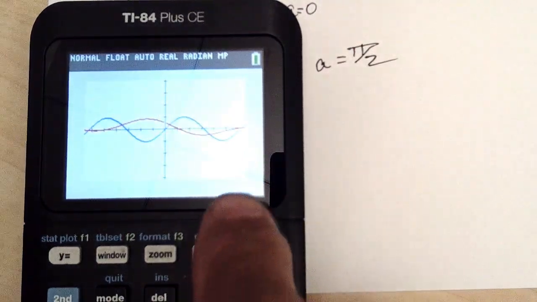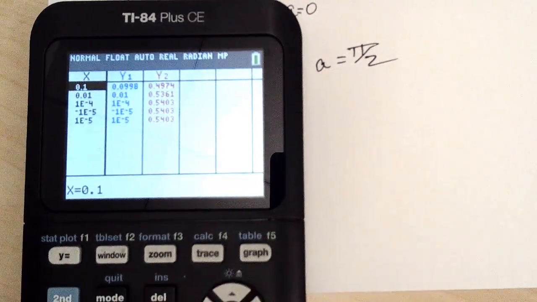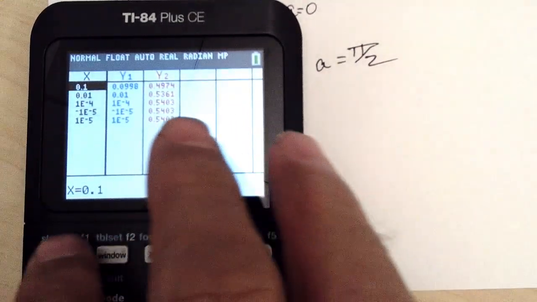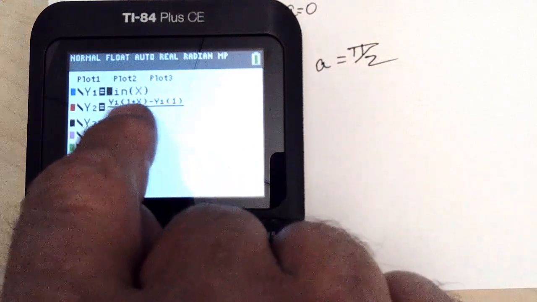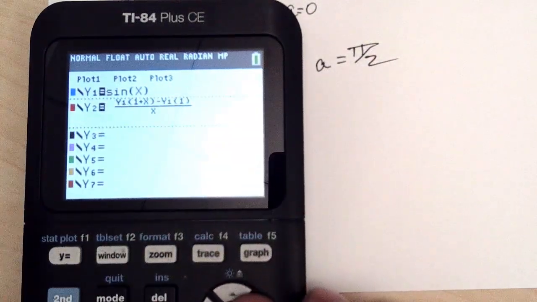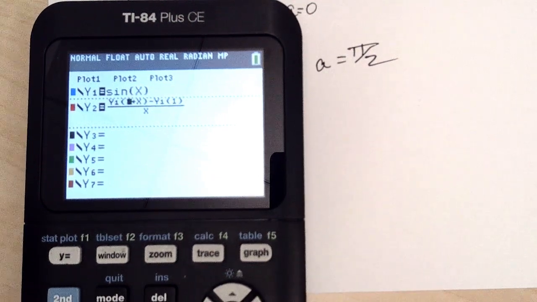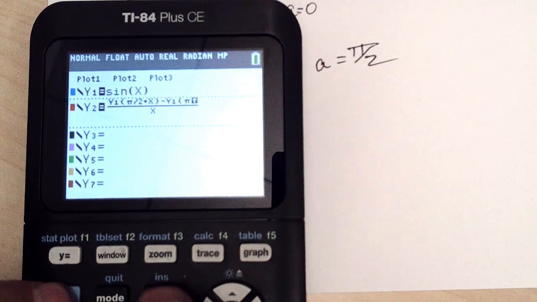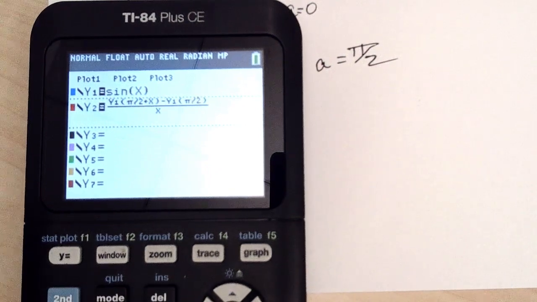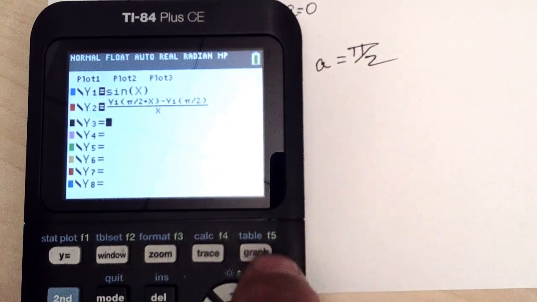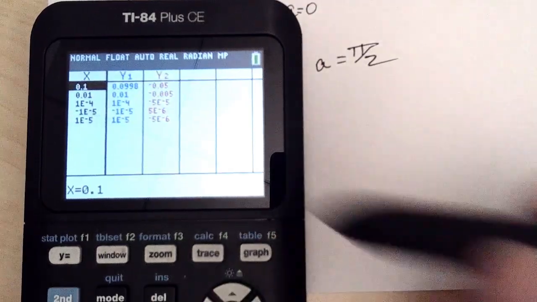If I look at the table, as I get closer and closer to, I don't want it at 1, I want it at pi over 2, so I have to change these 1s to pi over 2. So I go second pi, insert, divided by 2, and pi divided by 2. And now second table, I've got it there.